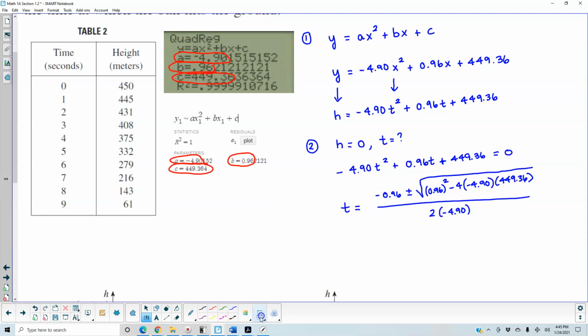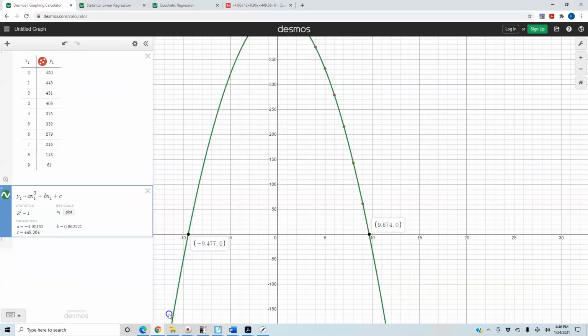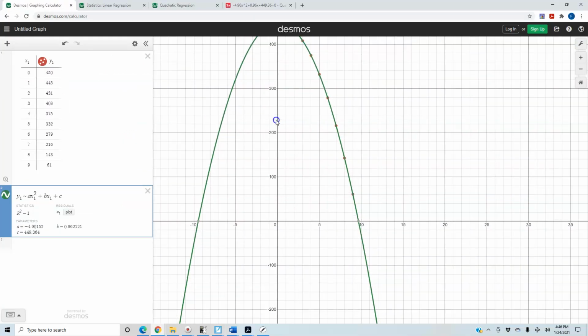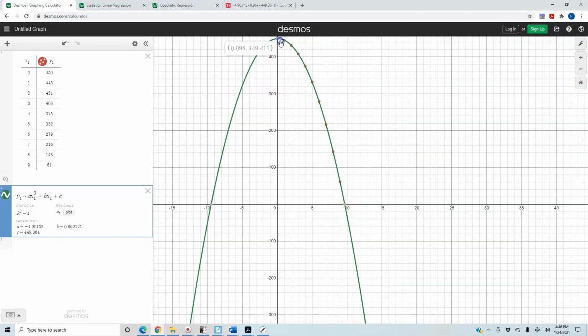So there are two roots to this. One of them is negative and the other one is positive. So t is approximately 9.67 seconds from when it is dropped until it hits the ground. Now there's a quicker way of doing that rather than using the quadratic formula. Let's take a look at the graph here on Desmos. The graph starts here at the top, and it's going to hit the ground at height 0. So what is that point?